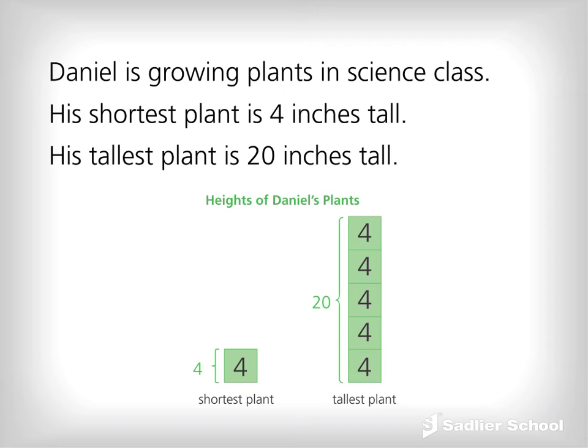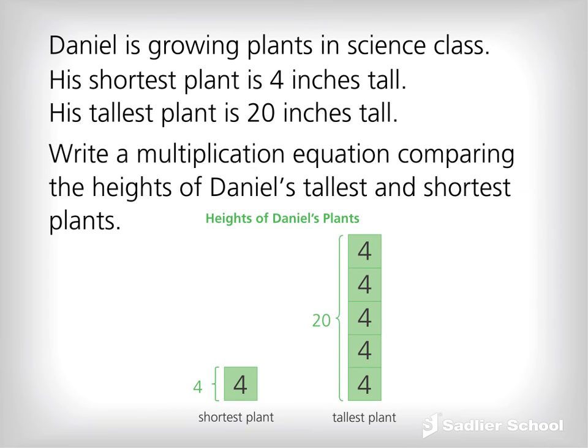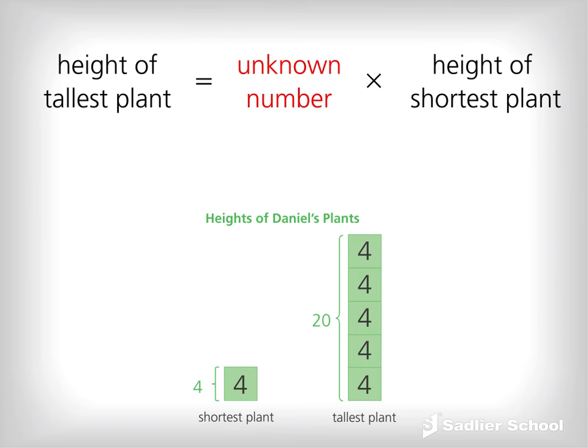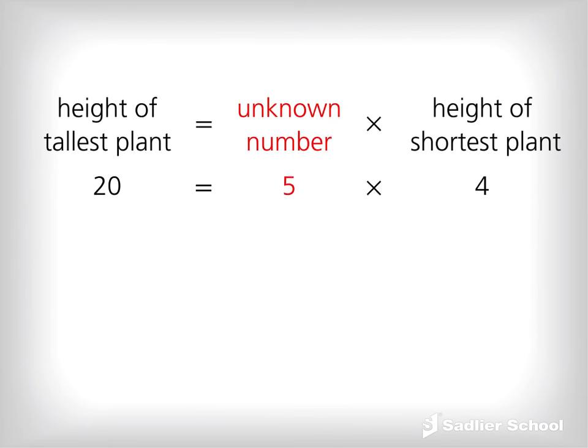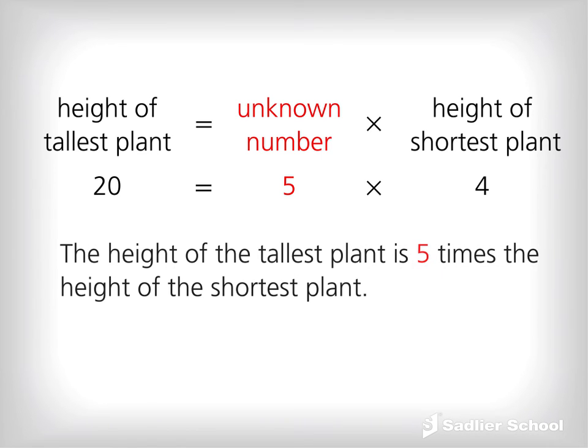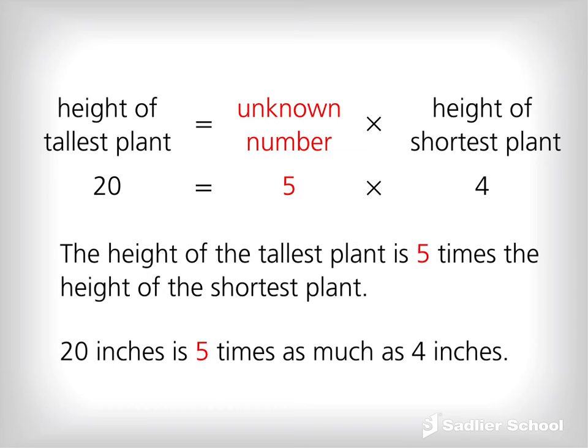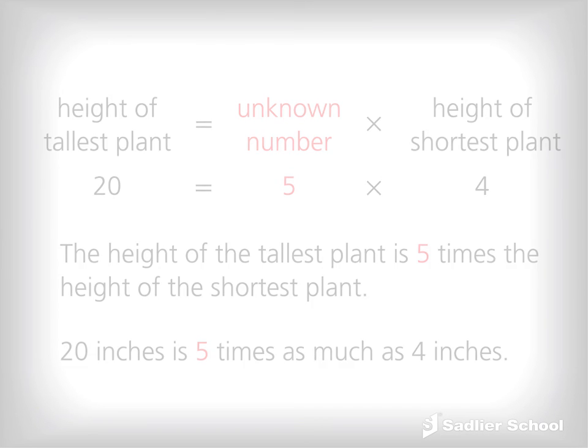Write a multiplication equation to represent the comparison. The height of the tallest plant is 20 inches. The unknown number is 5. The height of the shortest plant is 4 inches. You can use the equation to write comparison statements. The height of the tallest plant is 5 times the height of the shortest plant. Or, 20 inches is 5 times as much as 4 inches.